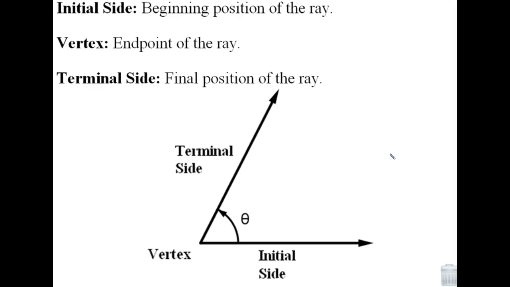Okay, some vocab for that. We're going to say that the beginning position of our angle rotation is the initial side. Okay, the beginning ray. So here I have my initial side. Vertex is going to be kind of the center of rotation where my rays come together. And then the terminal side will be the final position. Okay, so we'll think of this angle as opening up from the initial side to the terminal side, with a measure of angle theta.